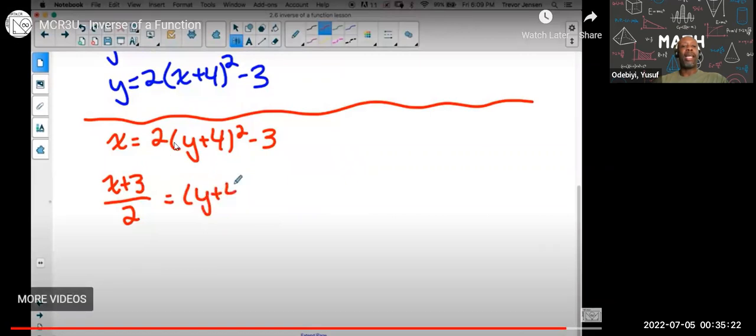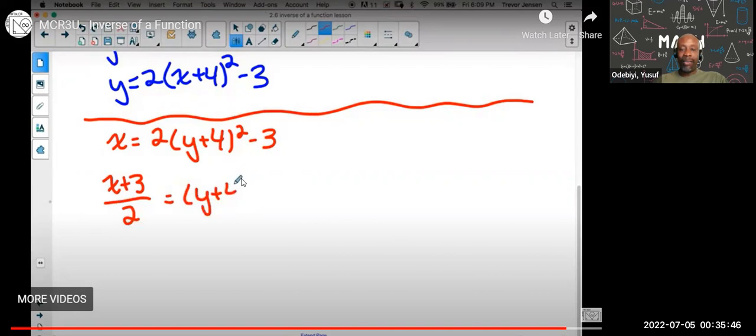Okay, so you see how you got that? This 3 went over to the other side and became x plus 3. Now this overall x plus 3, I had to divide by 2 because I bring that 2 over to that side and divide it by 2. So now it's x plus 3 divided by 2. So I'm left with just y plus 4, squared.